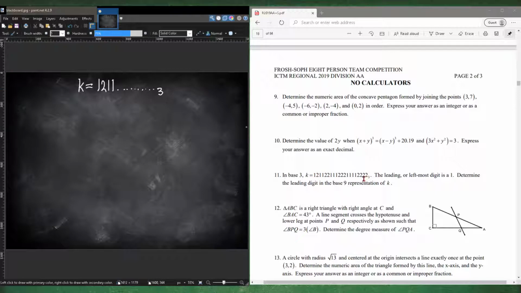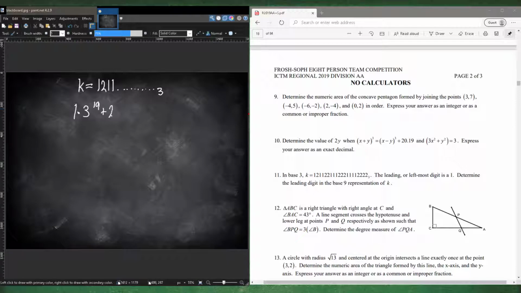Well, there is 1, 2, 3, 4, 5, 6, 7, 8, 9, 10, 11, 12, 13, 14, 15, 16, 17, 18, 19, 20. So there's 20 terms, but the first term is constant. So then 20 minus 1 is 19. So you're going to raise the leftmost digit, so 1, by power 19. So it's 1 times 3 to the power 19.